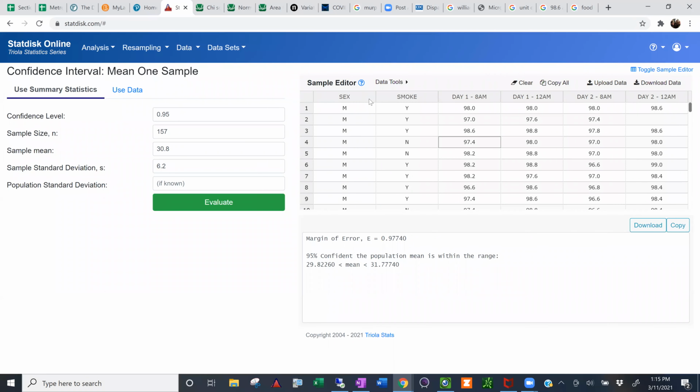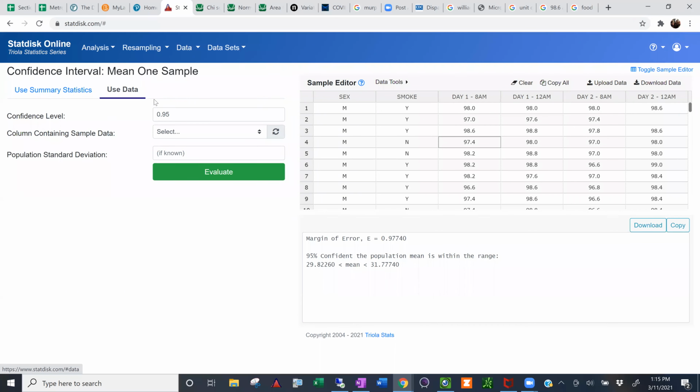Okay. There's your data set. And I think they wanted a 99% confidence interval, so we'll put 0.99 here. Actually, you know what? I screwed up a little bit. Before I start with all that, we're not going to be using summary statistics like we did with the last problem. In this problem, we're going to use the data. So start by clicking Use Data. And now I'll change this to a 99% confidence interval.